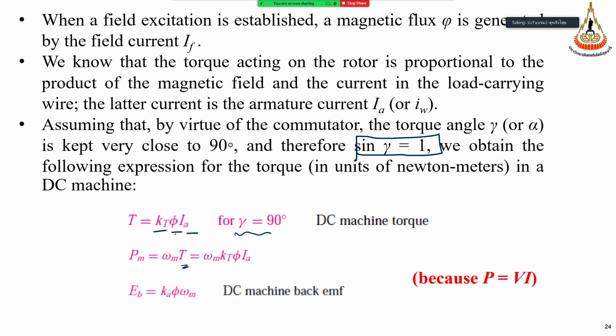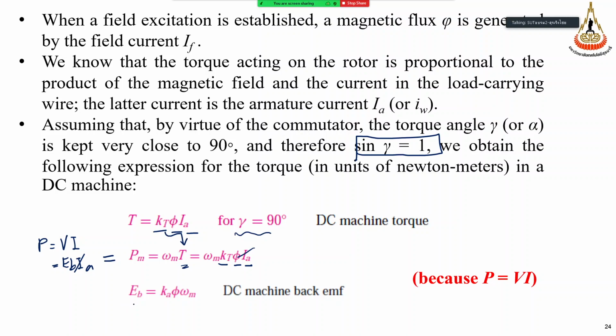With current IA, we substitute torque by K T phi and current IA. And then we know that from the electrical side, the power will be V and I, right? Or maybe EB and IA. If we consider the energy in mechanical and electrical the same without loss, right? We neglect loss at this moment. If there is no loss, these are equal to each other, right? IA will be cancelled.